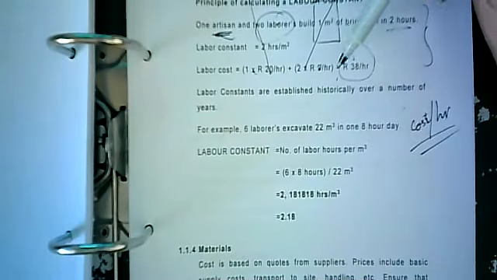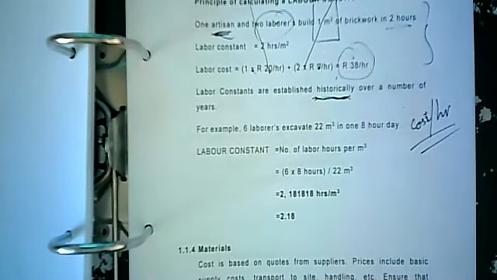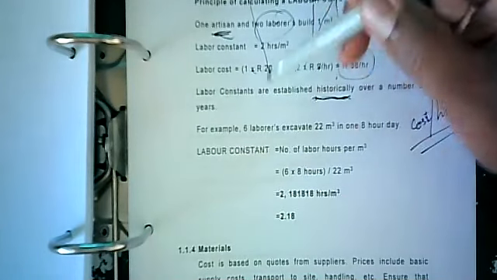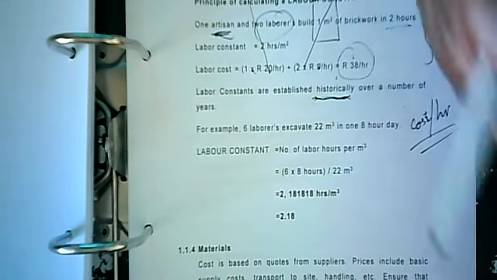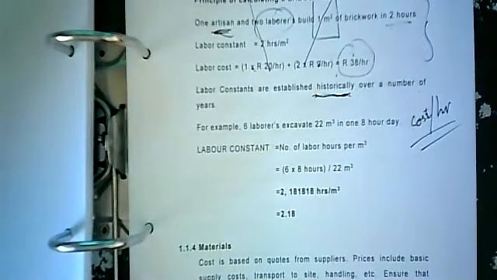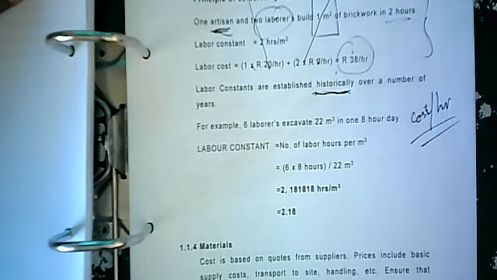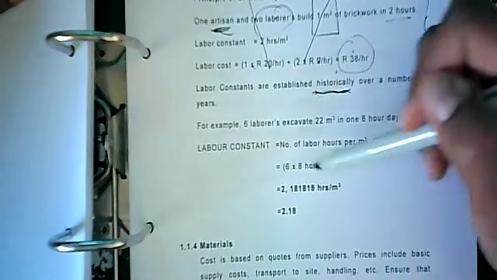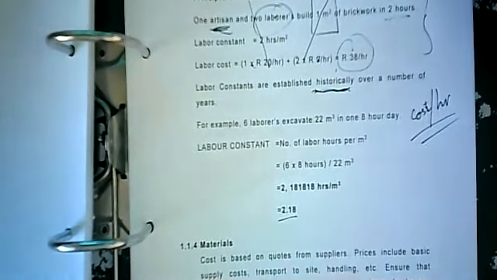Labor constants are established historically. Remember, I said we don't know, we're using the past over a number of years to get these kinds of numbers. For example, 6 laborers excavate 22 cubic meters in 1 8-hour day. Now that's a given. We found that out over the years. If you've got 6 guys, they can do 22 cubic meters in 1 8-hour day. Labor constant, therefore, 6 times 8 divided by 22, and it gives us 2.18.